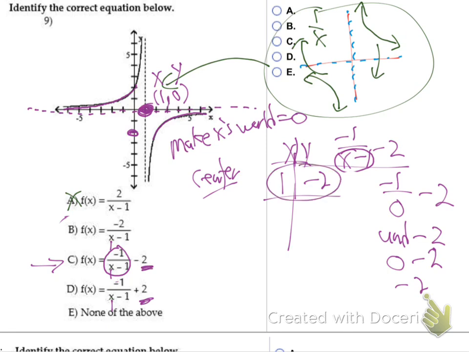Like in this case, the center would have to be over 1, down 2, right there, and that's not the true center on the graph, is it? So the answer is not C. It's not D for the same reason. For D, it would be plus 2, because they have a plus 2 out there.